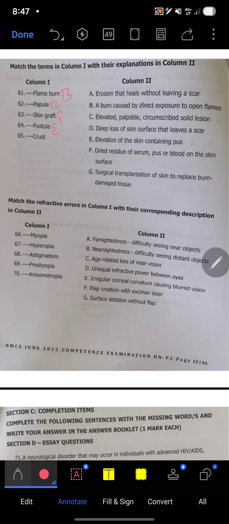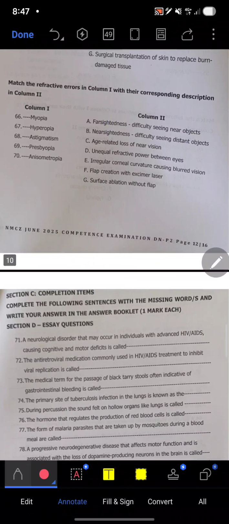65, crust. The correct answer is F, because this is a dried residue of serum, pus, or blood on the skin surface. That is about the third set of matching.